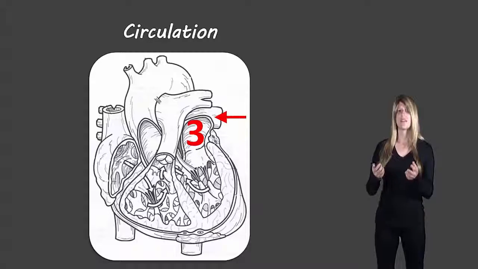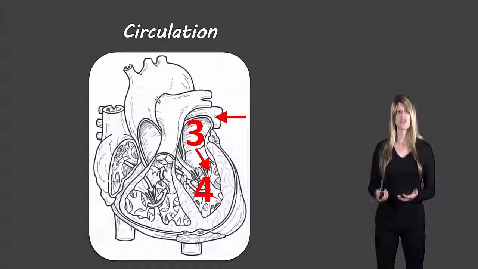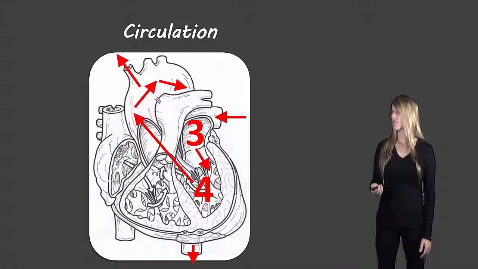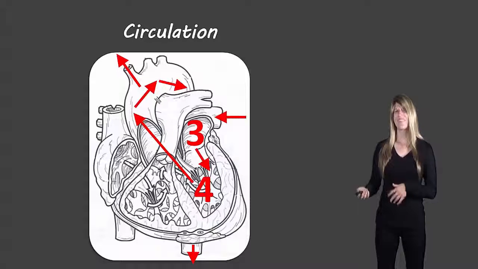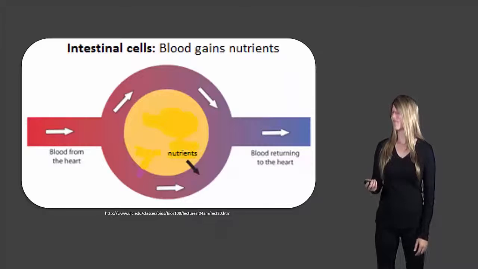This time it's in the left side of the heart and it goes to the left atrium. It then moves down to the left ventricle, which is super muscular, and that left ventricle is going to pump the blood all the way throughout the body.